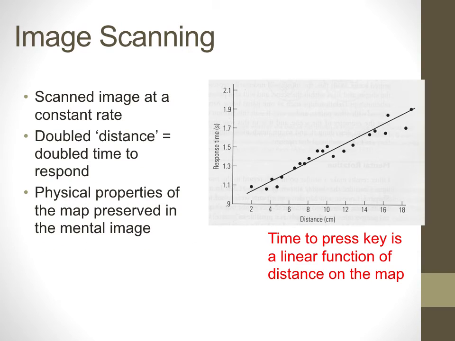So here is the graph that involves image scanning. Images were scanned at a constant rate. Double the distance equaled double the time to respond. So the longer it took to scan, the longer it took to respond. And physical properties of the map were preserved in the mental image. So you could see that based on response, people took longer, for example, for the well to the grass.